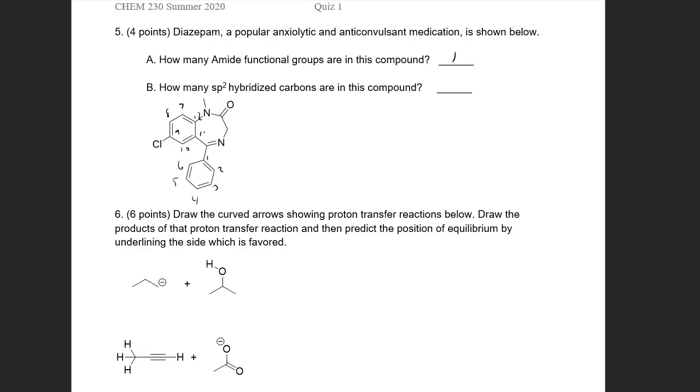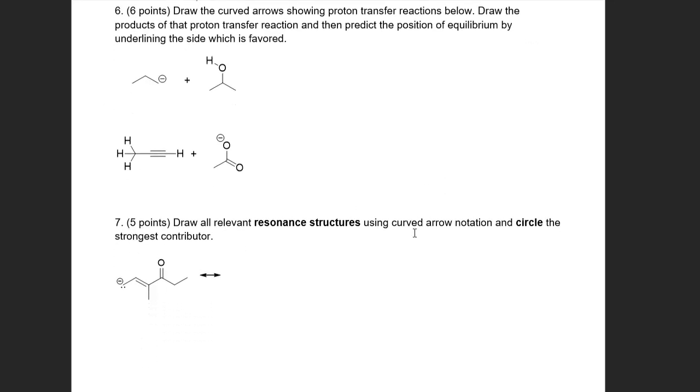So we've got 2 aromatic rings, 6 each, that's 12. We've got one additional one right here, so that's our 13th. So that carbon right there, and one additional one right there, so that's our 14th. So we have 14 sp2 hybridized carbons.